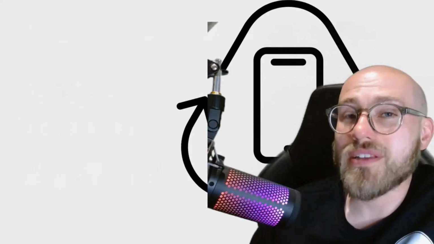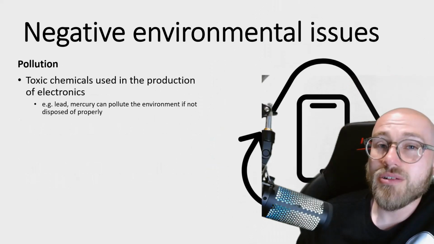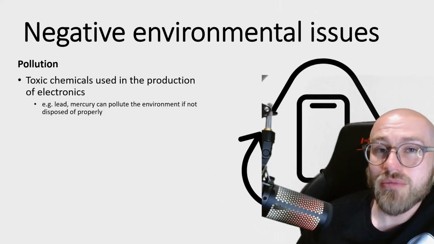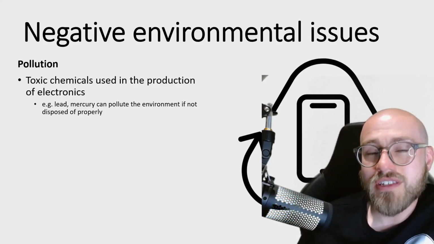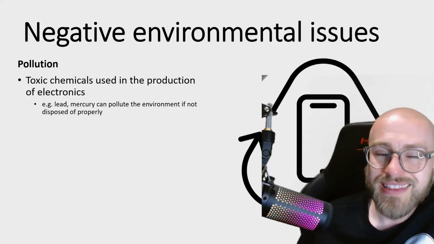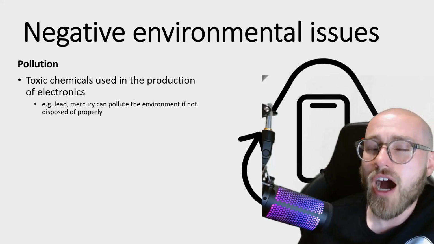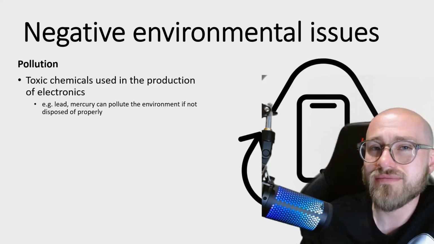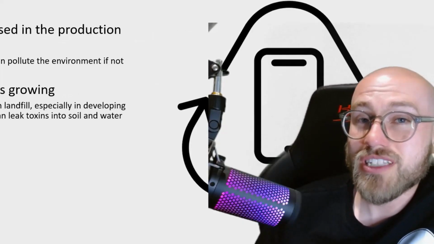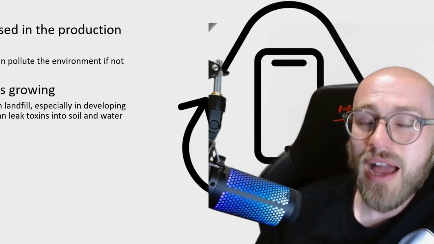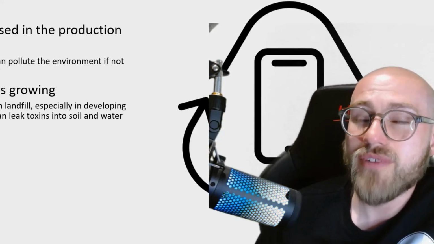The next big topic that we need to have a look at is pollution. So toxic chemicals are used in the production of digital devices. And if it's not being disposed of properly, lead and mercury can actually have a really harmful impact on the environment. Most of it will end up in landfill, and in developing countries especially, this can have a massive impact on the soil and the water in the environment.